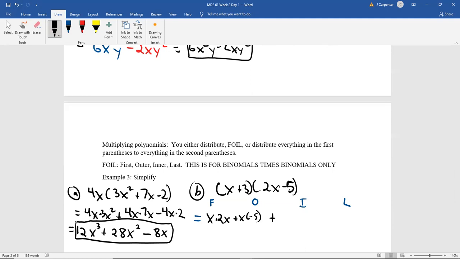Plus. The inner are the 2 closest to each other, 1 from each parentheses. That's the 3 and the 2x. So plus 3 times 2x. And then the last is the last one from each parentheses, which is the 3 and the minus 5.